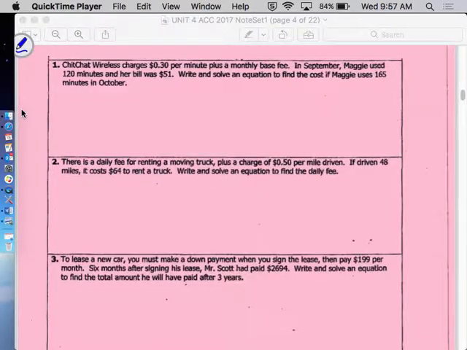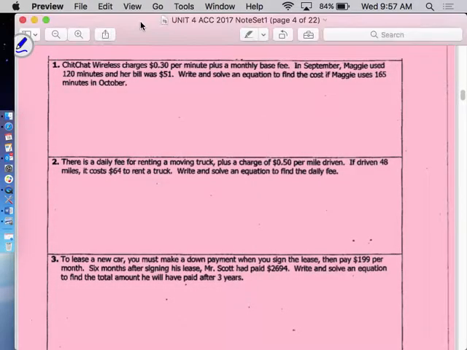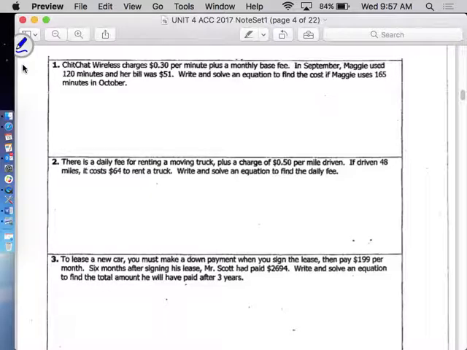Here I have a wireless plan, and I'm told that I'm charged 30 cents per minute plus a monthly fee, monthly base fee. That's going to be my B here. This is my M. And then I'm given a particular scenario. This person, 120 minutes, the bill was $51, and then I'm asked to figure out what happens if I use 165 minutes. So here I'm going to let the M, my constant rate of change, be 0.3.